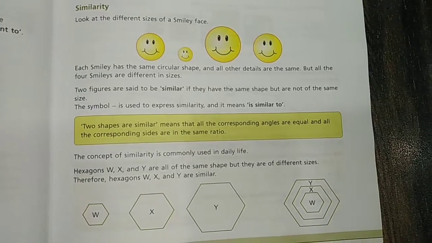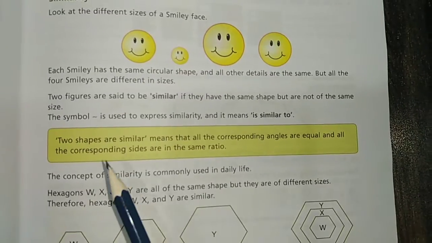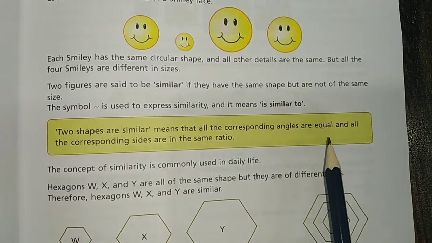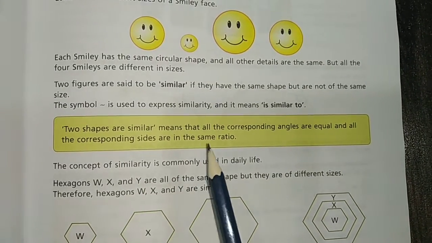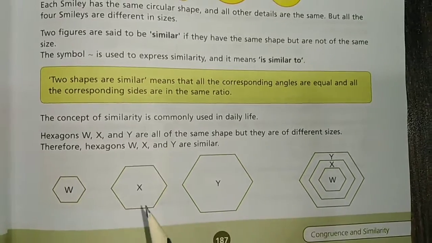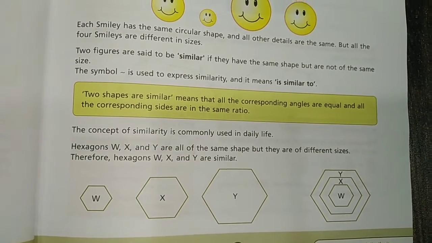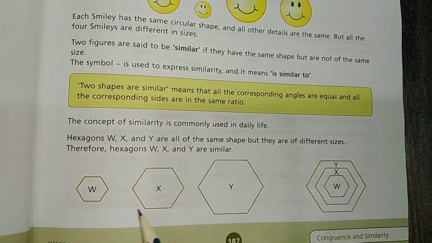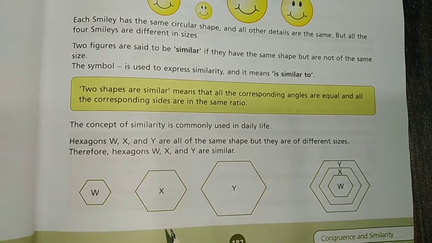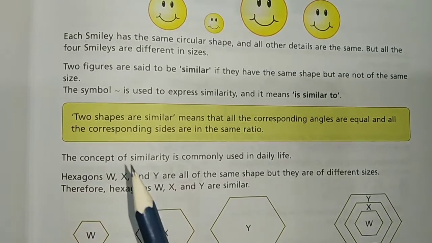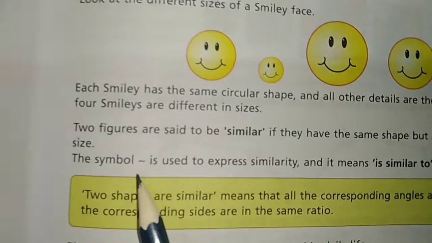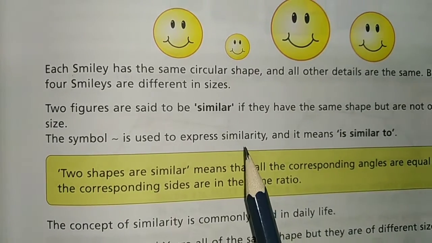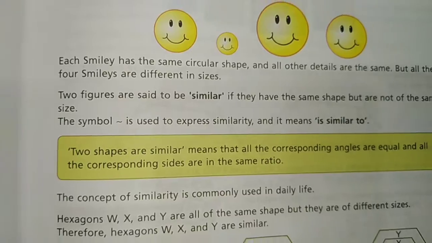Now we have to talk about what similarity is. Two shapes are similar means that all the corresponding angles are equal, and all the corresponding sides are in the same ratio. It means these two figures are similar because they have equal angles. This angle is equal to this angle, but the sides are in some ratio. And the symbol that is used for similarity is this symbol. This symbol is used to express similarity, and it means is similar to.